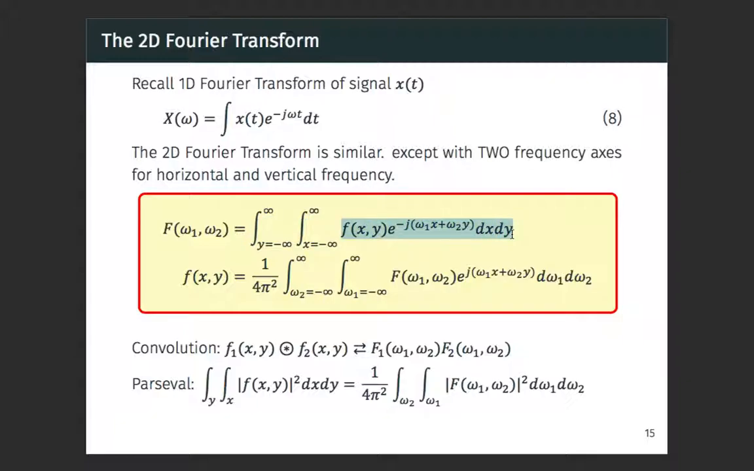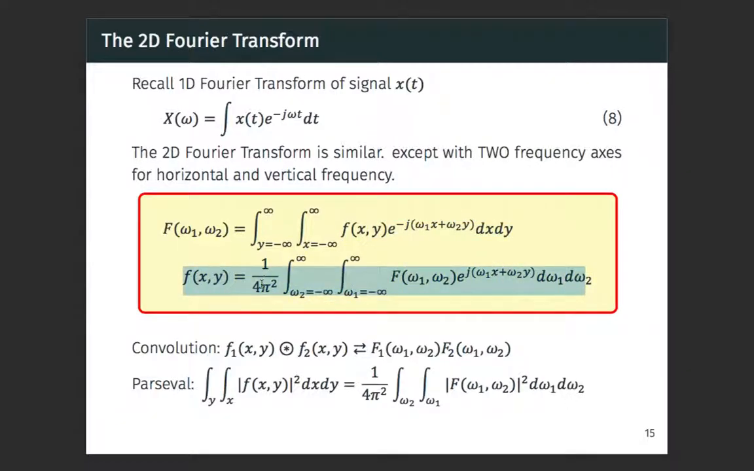So that's kind of what we get. It's not much different from what you have in 1D. It's really the same, except you integrate over the entire domain, and the domain is 2D. The inverse Fourier transform is as follows.